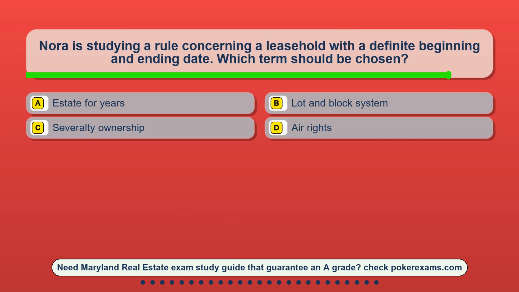Question 13. Nora is studying a rule concerning a leasehold with a definite beginning and ending date. Which term should be chosen? Option A, estate for years. Option B, lot and block system. Option C, severalty ownership. Option D, heir rights.